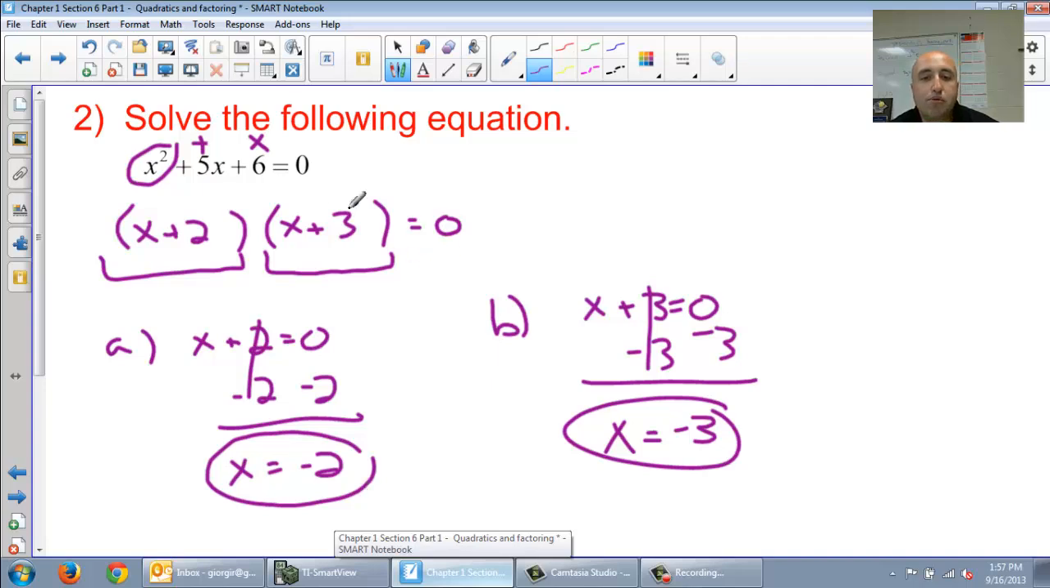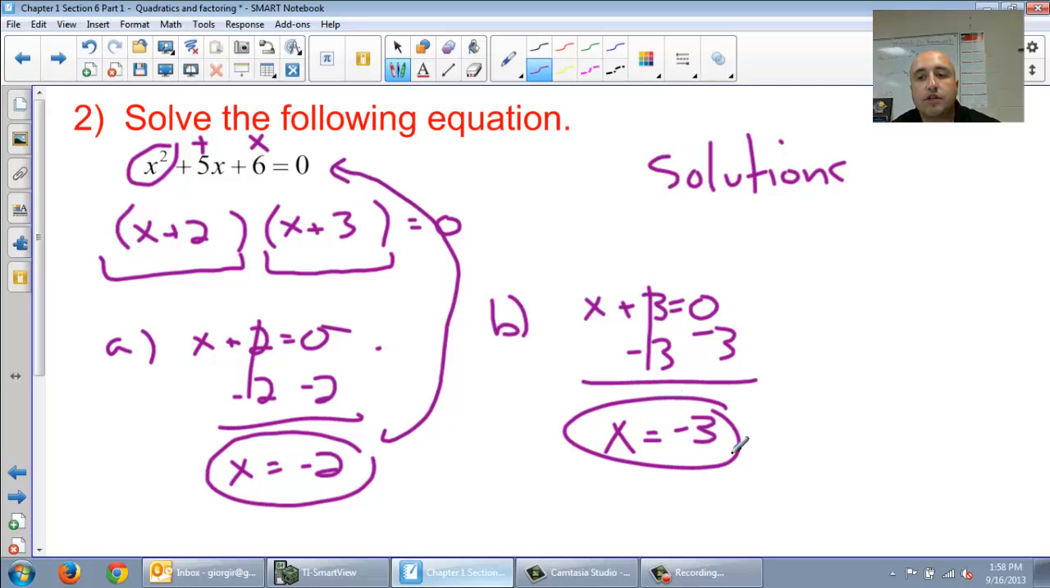If you were to go back and plug negative 2 into your original equation and negative 3, both of them would be solutions. So you could plug each of these back into the original equation, check your work, and show that they are indeed solutions. They would work. The left would equal 0 and the right would equal 0.